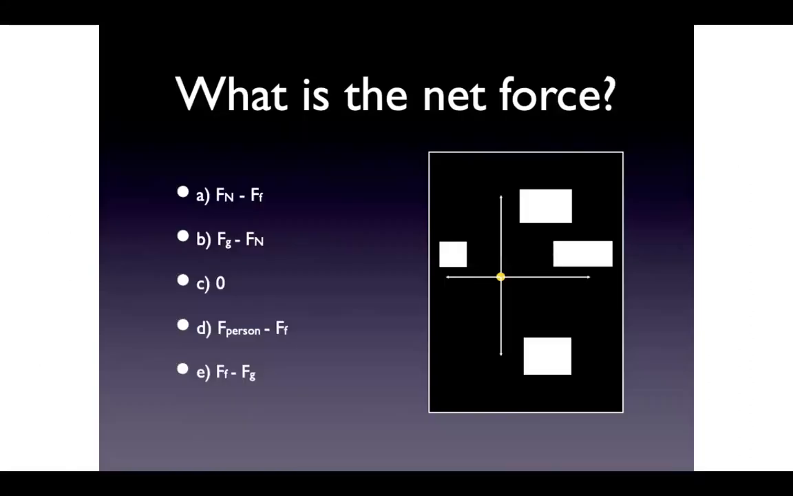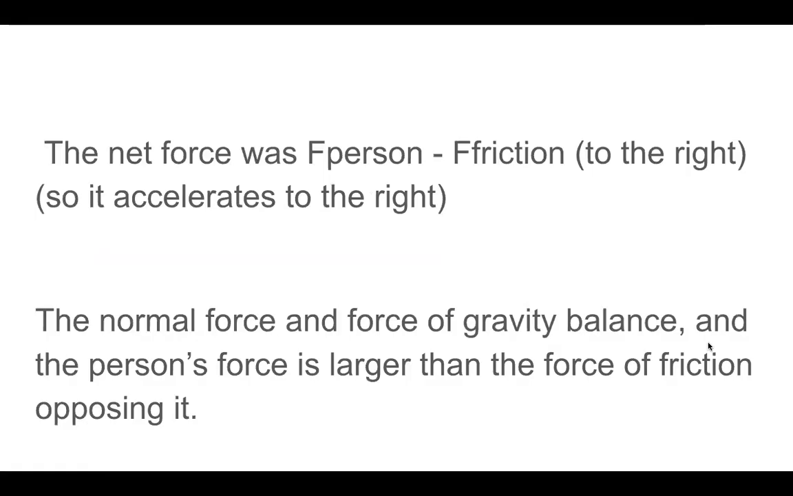When we have more than one force acting horizontally, we'll take that big force minus that small force. Again, notice how the vertical forces cancel. And so in this scenario, we're going to have that big force to the right minus that small force to the left equal to the net force. And so the force of the person minus the force of friction would be how we would solve for that net force.